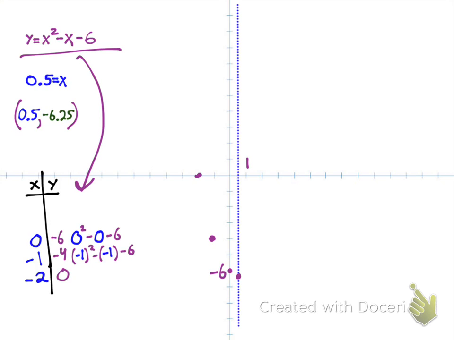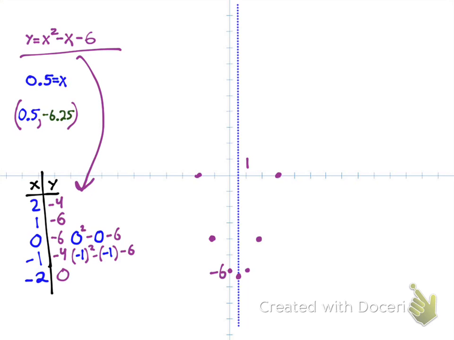Now I could just reflect this over that line of symmetry, but I'm going to go ahead and plug in some points just to make sure I did the math correctly on the left side. So you plug in 1, you get negative 6. Plug in 2, you get negative 4. And if you plug in 3, you get 0. And you can check that.